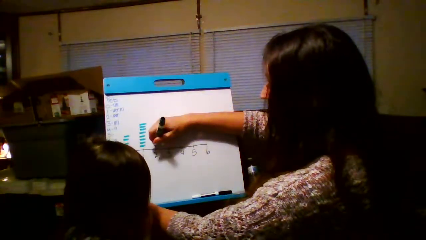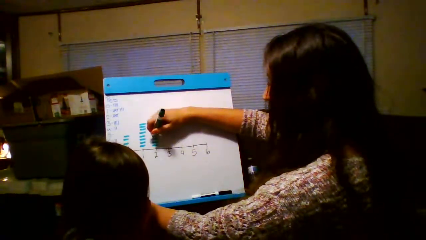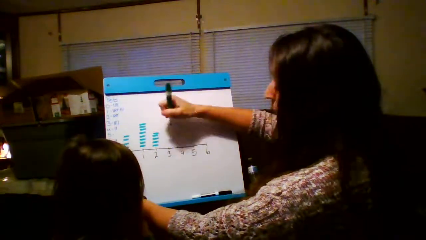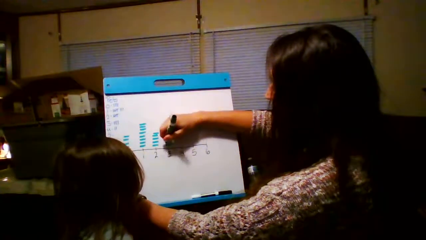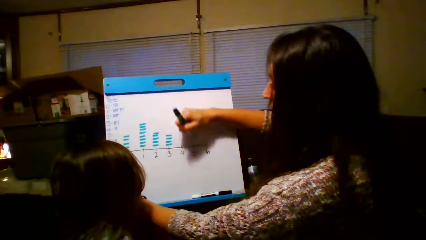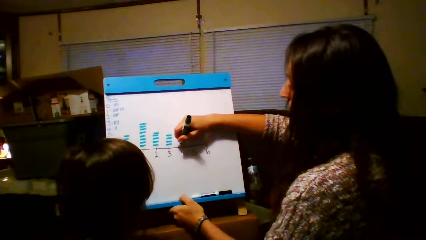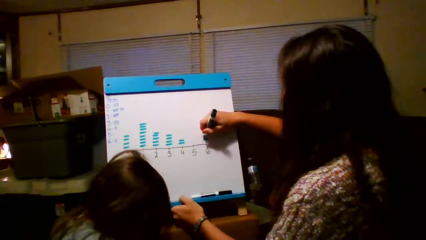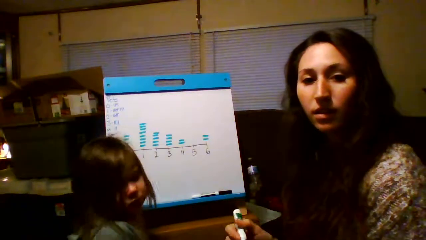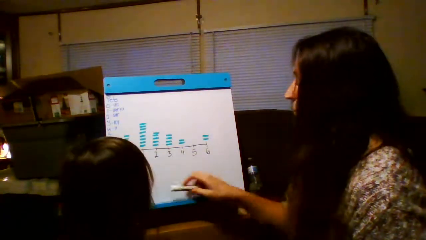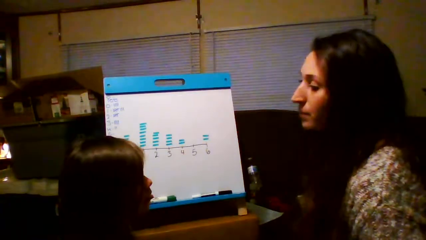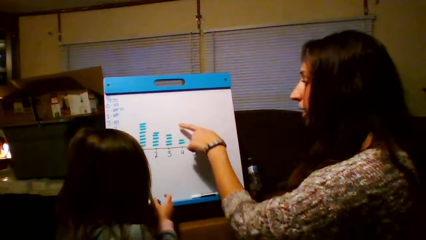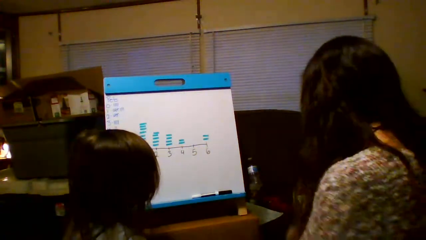5 people with 2. 1, 2, 3, 4, 5. 4 people with 3 pets. 1, 2, 3, 4. We have 2 people with 4 pets. None with 5. And 2 people with 6 pets. Okay, now we have that done. What's our next step? Because it looks like we're done. We have our number line and we plotted our data. So what's our next step?